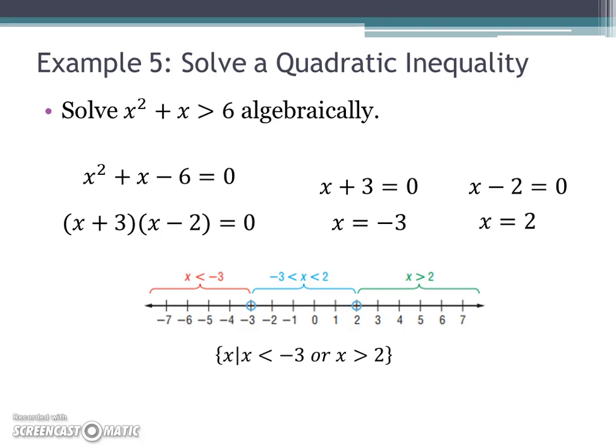So when we test negative 4, we find that it's a solution. When we test 0, we find that it is not a solution. And when we test x greater than 2, such as x equals 4, we find that it's a solution. So therefore, x is less than negative 3 or x is greater than 2.